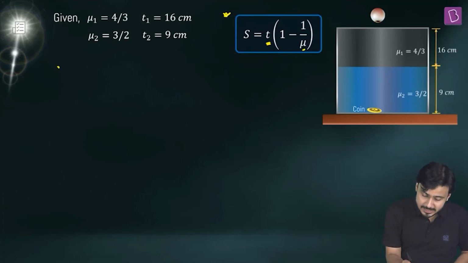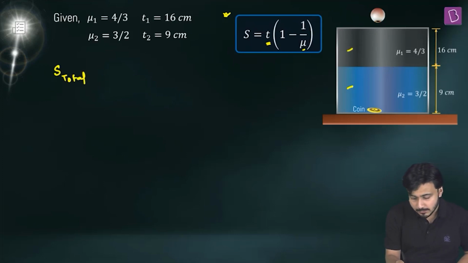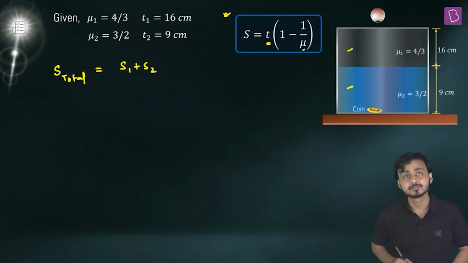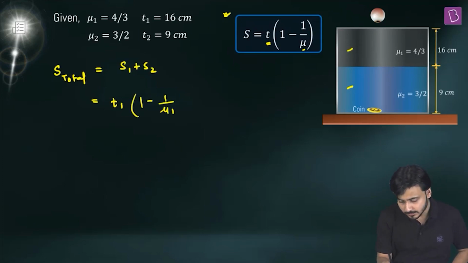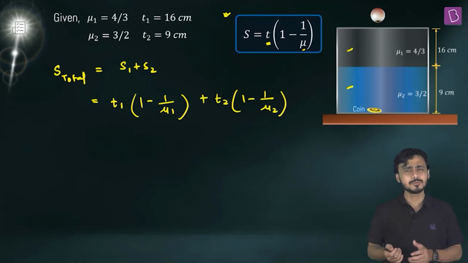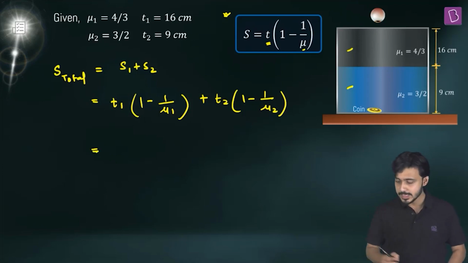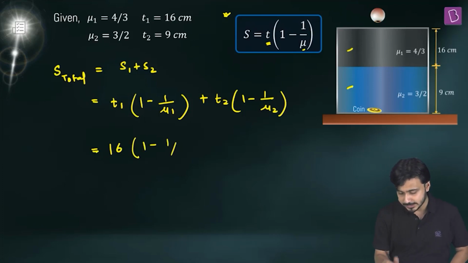Basically, the shift provided by this medium and this medium in total will be equal to S1 plus S2. That's equal to T1 times 1 minus 1 by mu1, plus S2, which is T2 times 1 minus 1 by mu2. Some of you might find it very easy to apply the formula and get the answer. Actually, it is easy. What is T1? T1 is 16, into 1 minus 1 by 4 by 3. That's 3 by 4, so it's 1 minus 3 by 4.